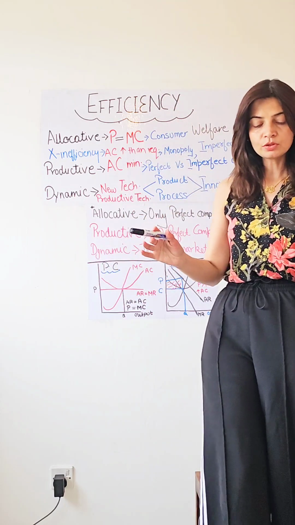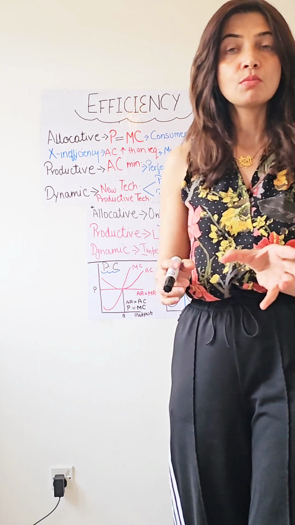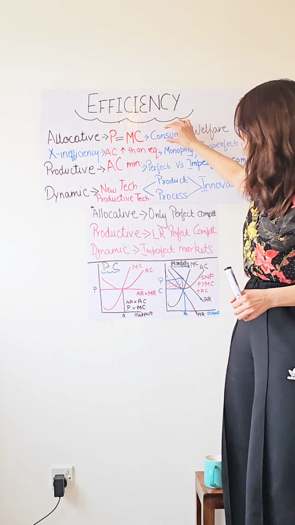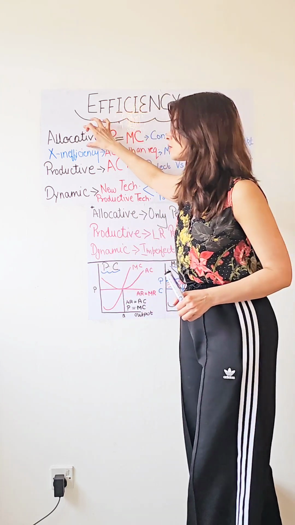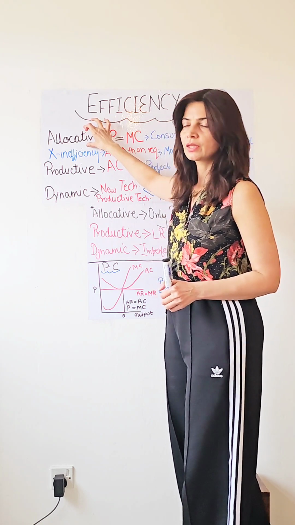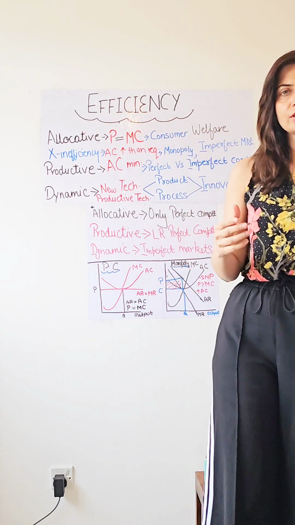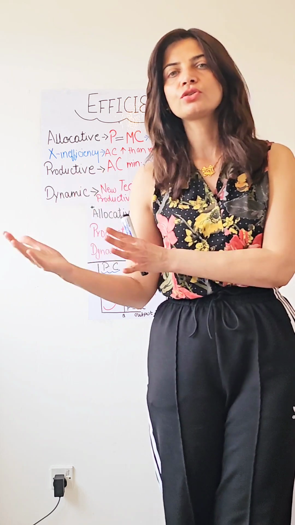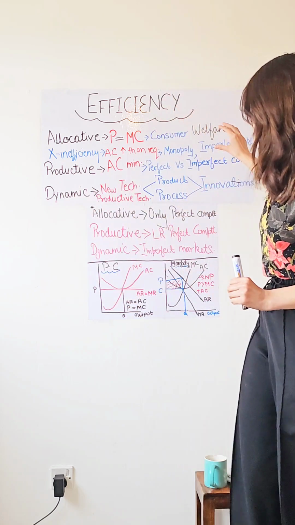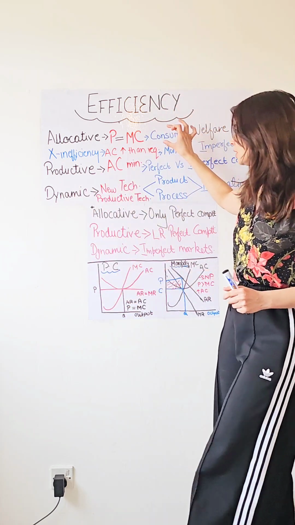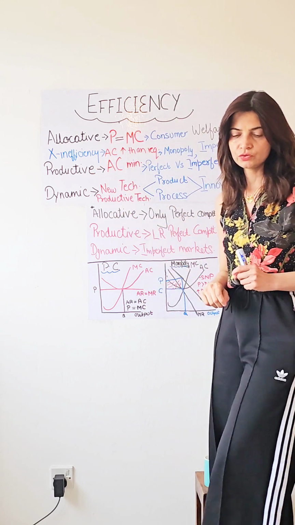Remember, in simple words, if price equals marginal cost of production, a business, a firm, a market structure is known to be allocative efficient. So that was about allocative efficiency. Allocative efficiency equals consumer. Remember that. We will come to X inefficiency in a bit. Let's learn a bit about productive efficiency.